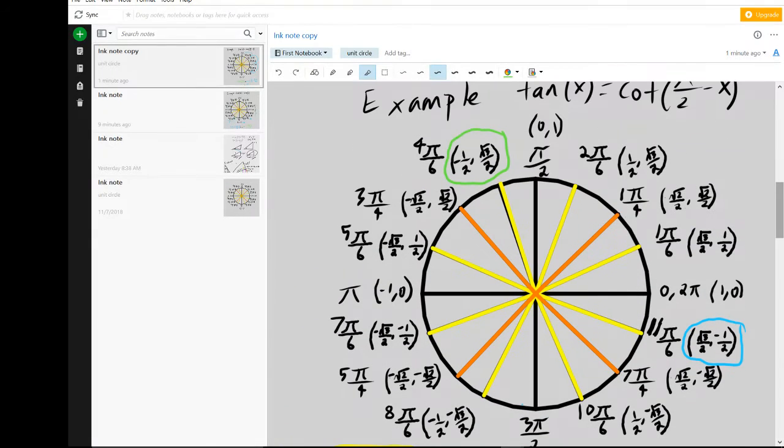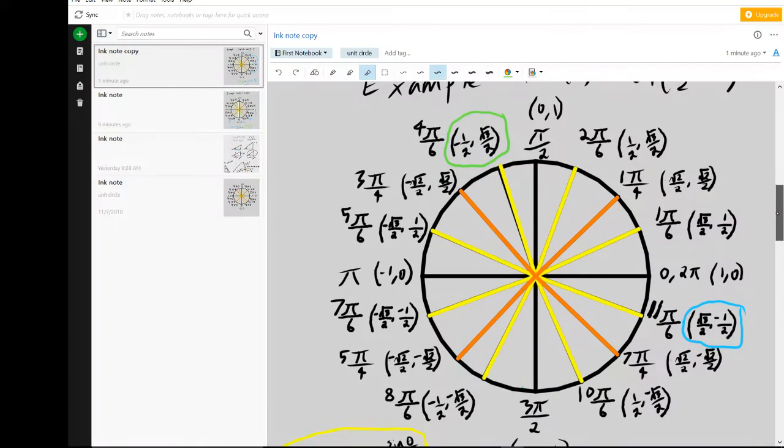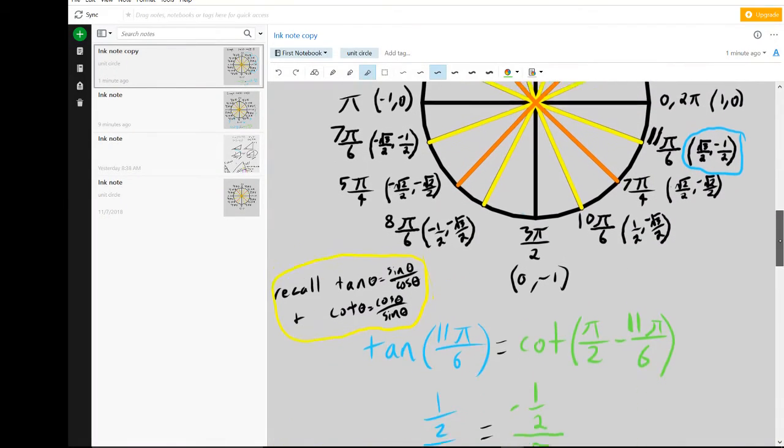The other one, we're going to start at pi over 2, right here. And we're going to, again, go all the way around the circle, but we're going to go in the negative direction. So we're going around this way, right? And we wind up right here. To take a cotangent, we're going to go cosine over sine. So it's going to be negative 1/2 over root 3 over 2.